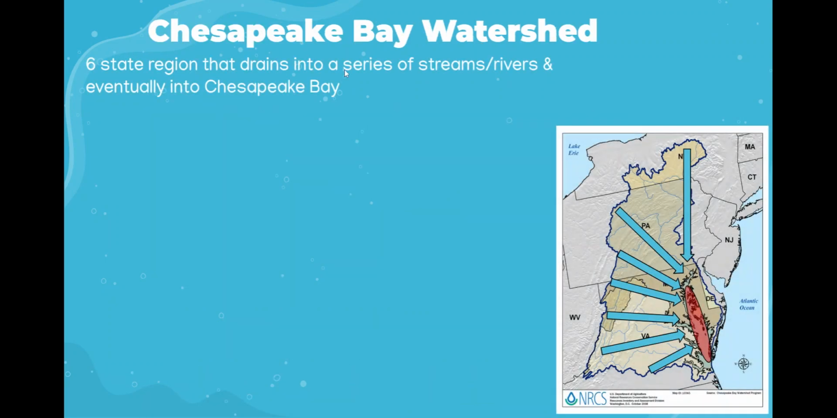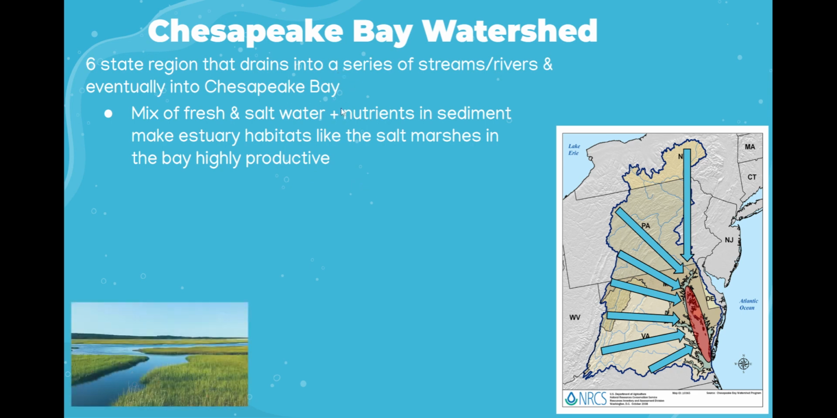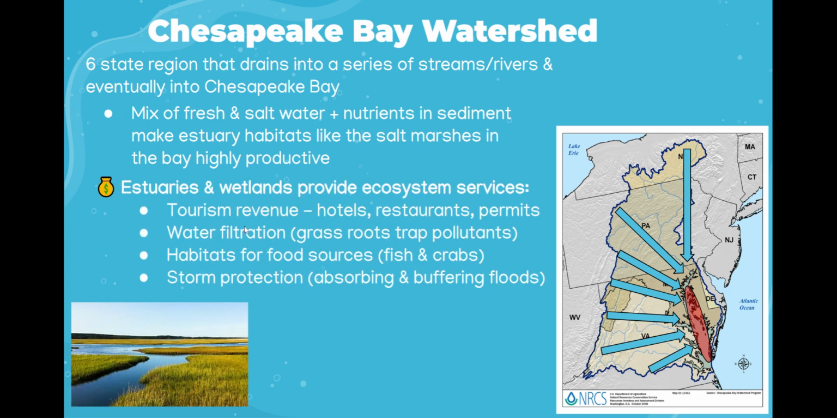So the Chesapeake Bay watershed is a very important watershed that spans pretty much not the entire East Coast, but a pretty big portion of the East Coast. It's a 6-state region that drains into a series of streams and rivers and eventually into the Chesapeake Bay, which is right here in between Maryland and Delaware. Okay. So it's a mix of fresh and salt water. The nutrients and sediment make estuary habitats like salt marshes in the bay highly productive. Remember, estuary salt marshes are highly productive areas, high rates of photosynthesis. And they look like this. They're very beautiful. We have salt marshes in New Jersey.